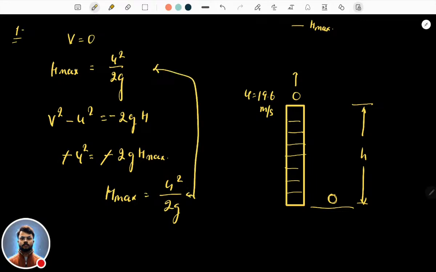So you better understand it for next time. Next time you will not need to do all these steps; you can write this equation directly.